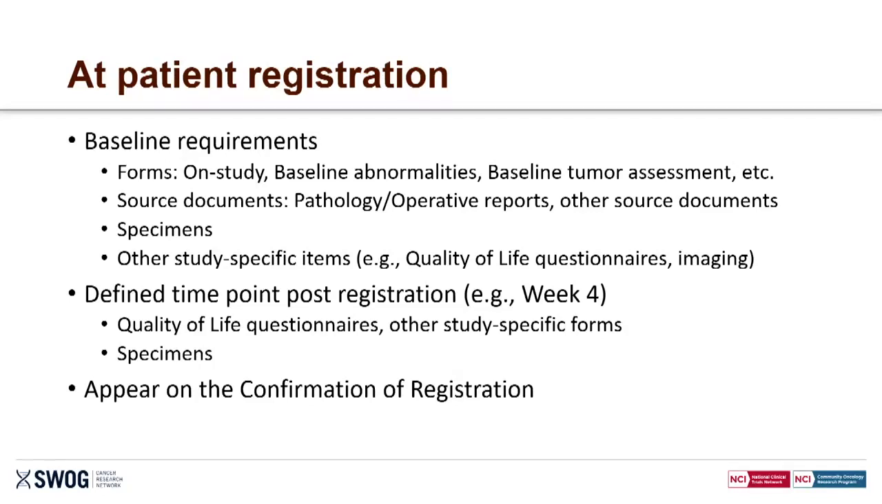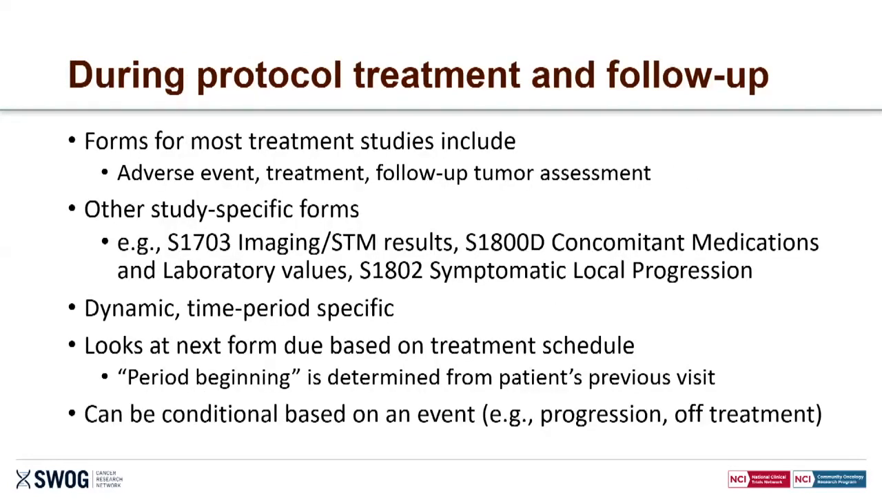At the time of registration, you can also post expectations for things that you know are due at a defined point in the future. So a sample due at week 4 or a quality of life form due at week 8 sort of thing. So it's the defined point that's known. And those kinds of expectations that are generated at patient registration appear on the confirmation of registration. But they can also appear during the course of the patient's treatment and during follow-up.